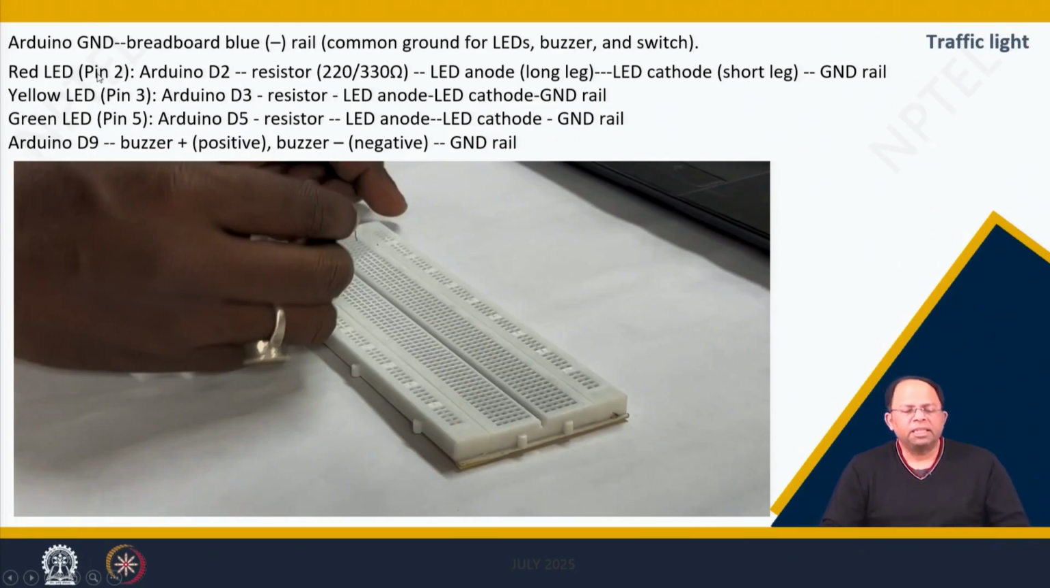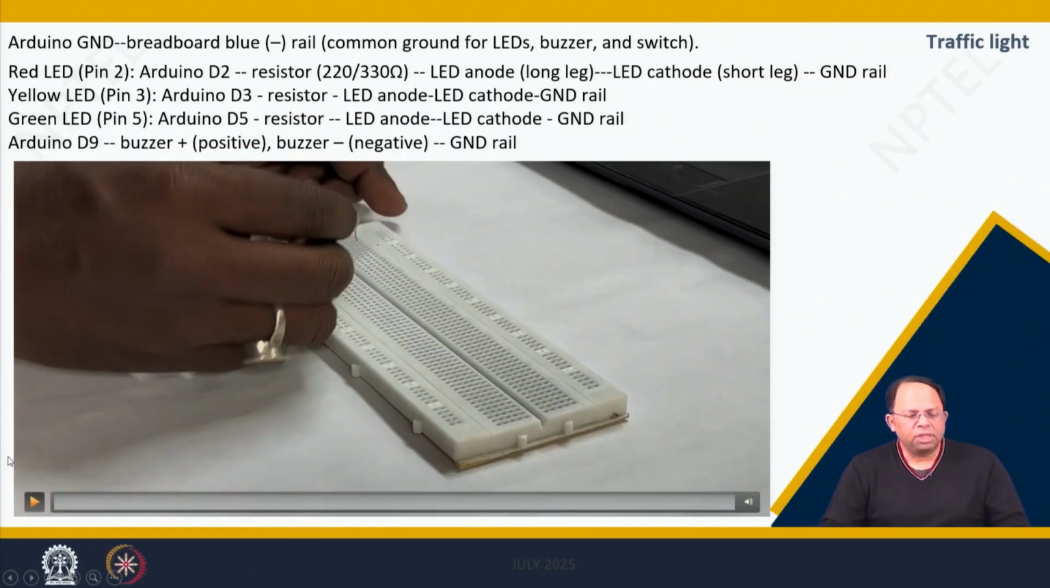Then the red LED is connected to pin 2, Arduino D2, and then a resistor is given, then the LED anode, the long lead, and the LED cathode, the short lead. This is the series in which the connection happens, and then it goes to the ground rail. Similarly, yellow LED, Arduino D3, is connected with the resistor, then LED anode, LED cathode, and then the ground rail. Then green LED, pin 5, Arduino D5, resistor, LED anode, LED cathode, ground rail.